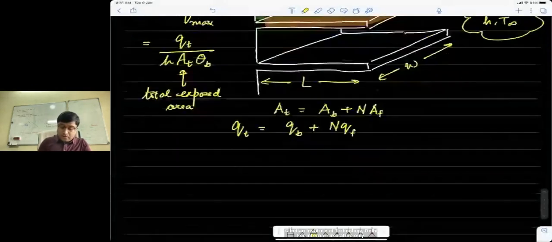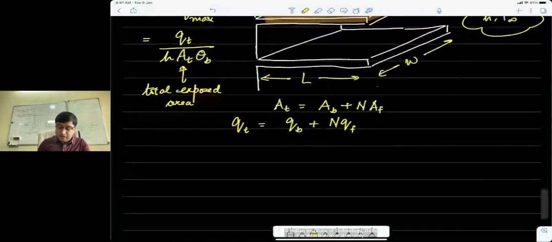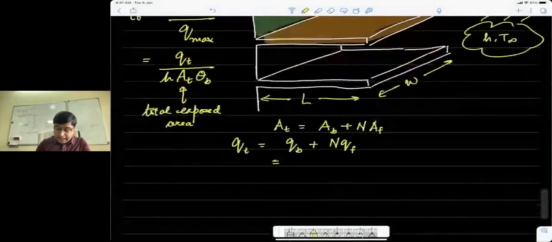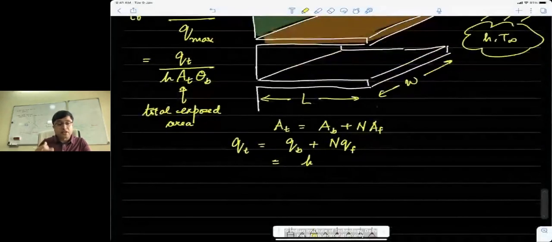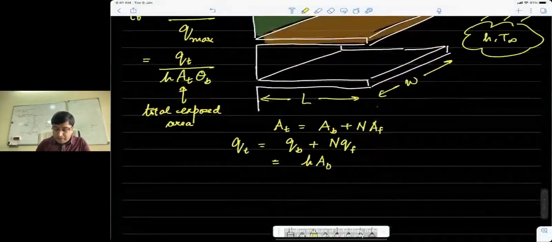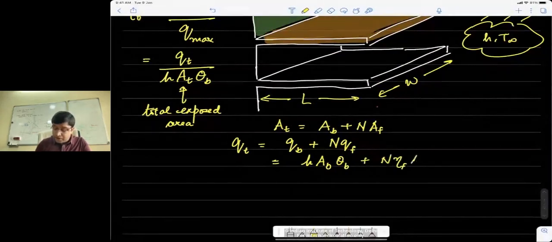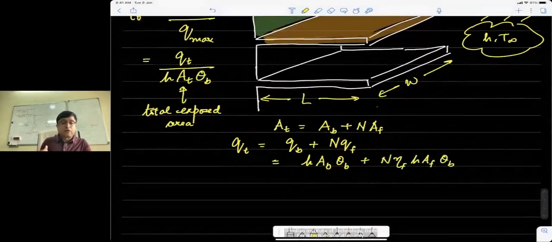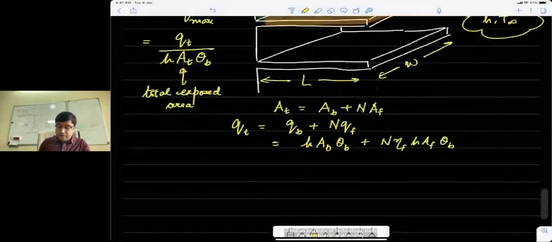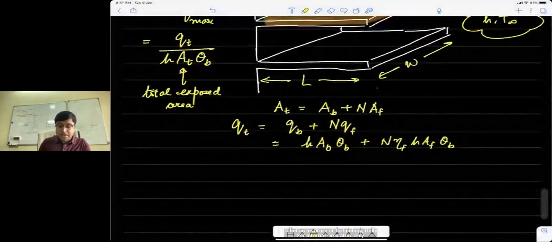Now here I can invoke the definition of the fin efficiency, and also the definition of QB. Remember, QB would be just h, because I said it's only heat transfer because of convection. So that should be h A_B theta_B, because that is area times the temperature difference, plus n times QF. QF could be written in terms of efficiency eta_F times h, area of the fin, times theta_B, where eta_F basically quantifies the conduction resistance offered by the fin.